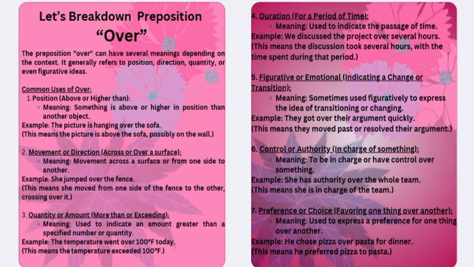Let's see number five, figurative or emotional, indicating a change or transition. Meaning, sometimes used figuratively to express the idea of transitioning or changing. Let's see the example now. They got over their argument quickly. This means they moved past or resolved their argument.